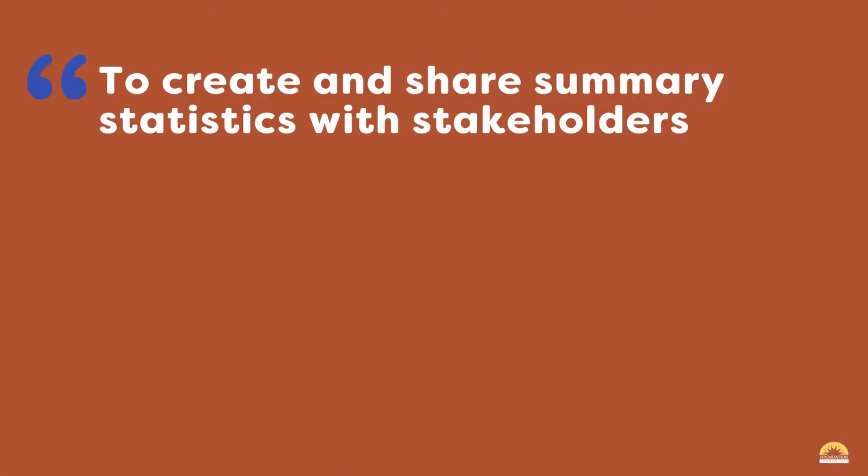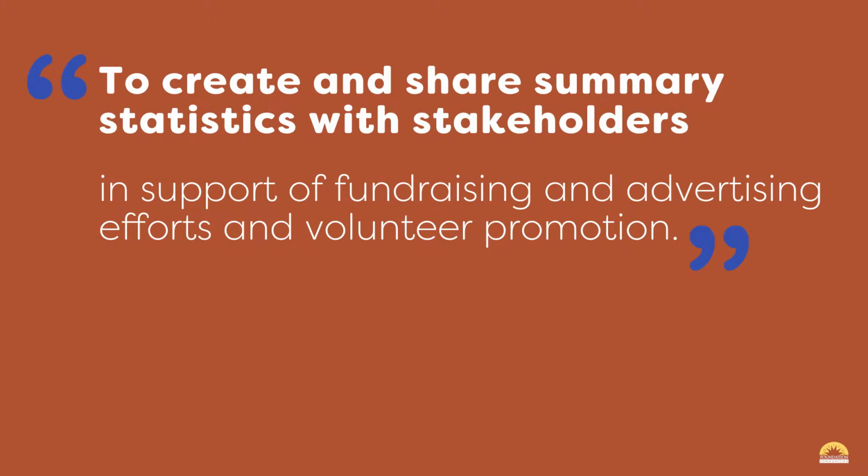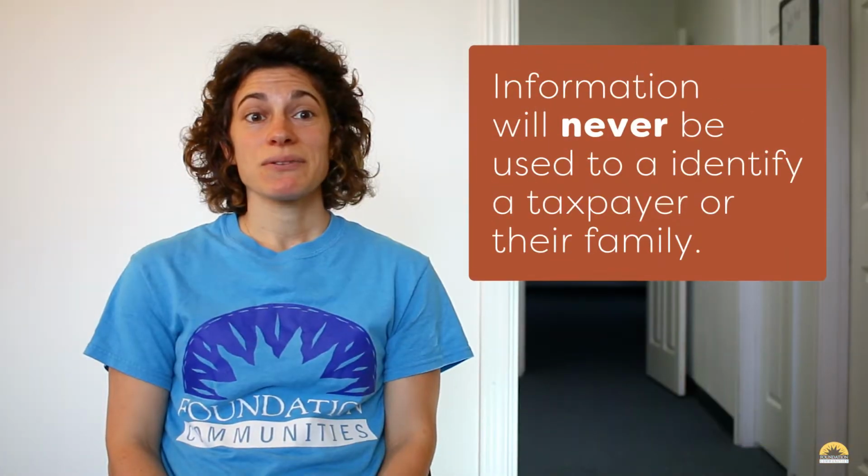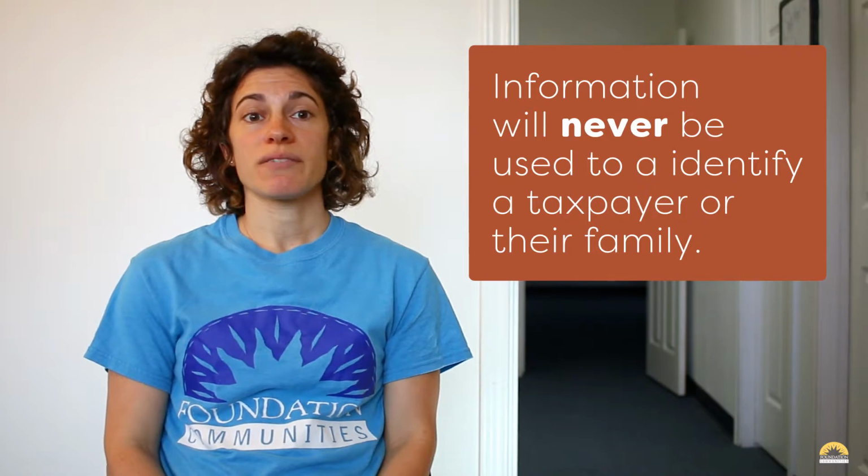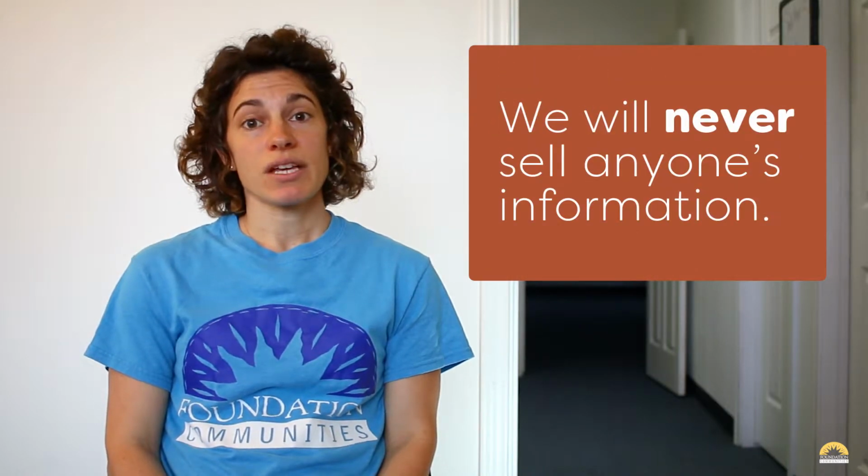When you've gotten to the page to grant or deny consents, briefly explain to the taxpayer what these 2 consents are asking for. The top section of the page summarizes what we're asking for: to create and share summary statistics with stakeholders in support of our fundraising and advertising efforts and volunteer promotion. We do not use any information that could be used to identify the taxpayer, and we will never sell anyone's information.